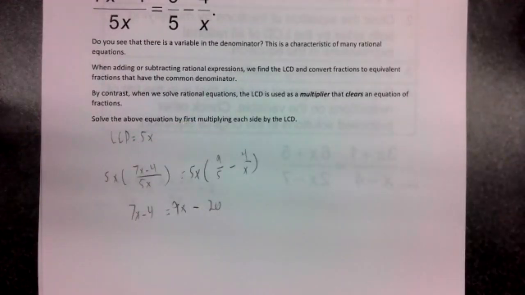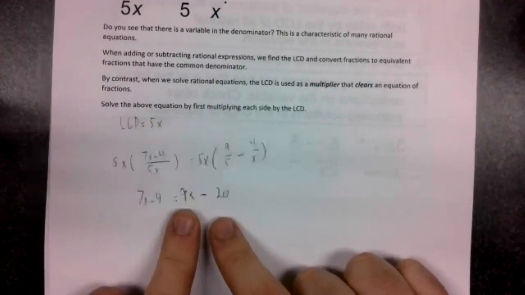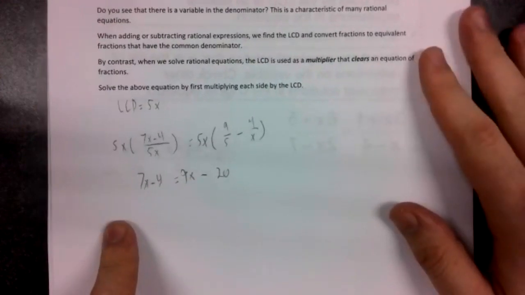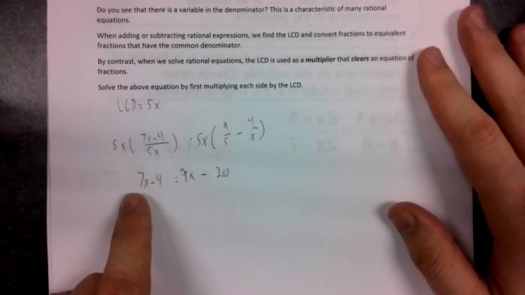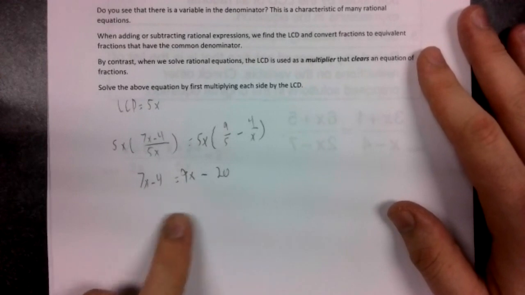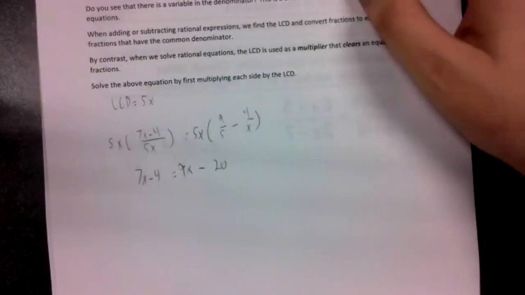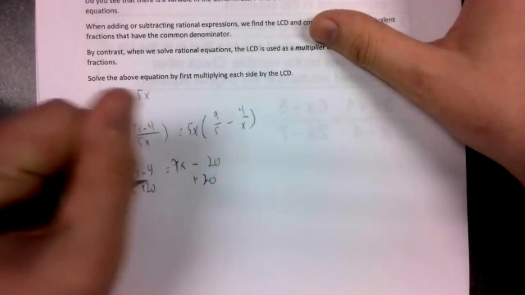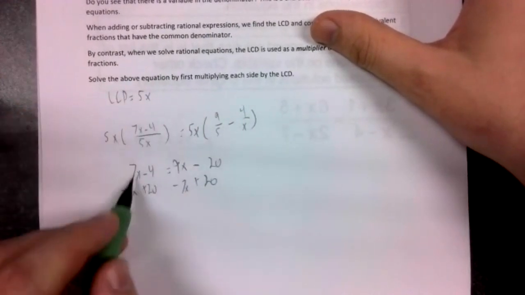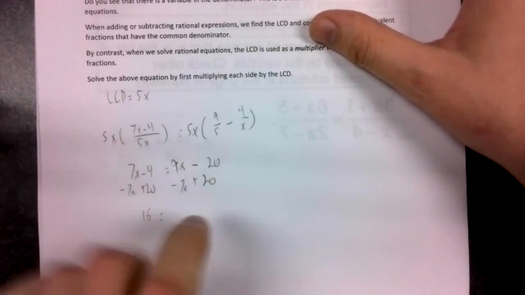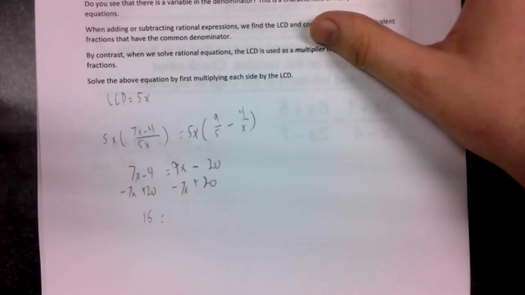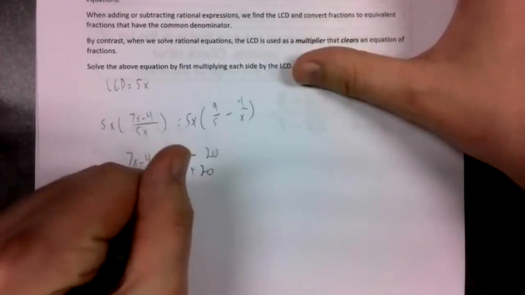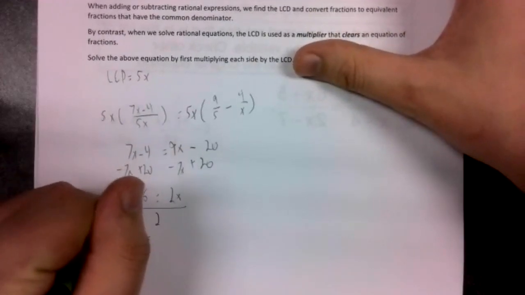Okay, so now that I've done that, now I can solve for x, right? So we've already dealt with these problems before, so that's pretty easy. So I'm going to move all the x's so they all go on one side, and then all the constants go to the other side. So I'll add 20 on both sides, subtract 7x on both sides. So we get a positive 16 over here, and over here we get 2x. Right? Divide everything by 2, and we get x is equal to 8.